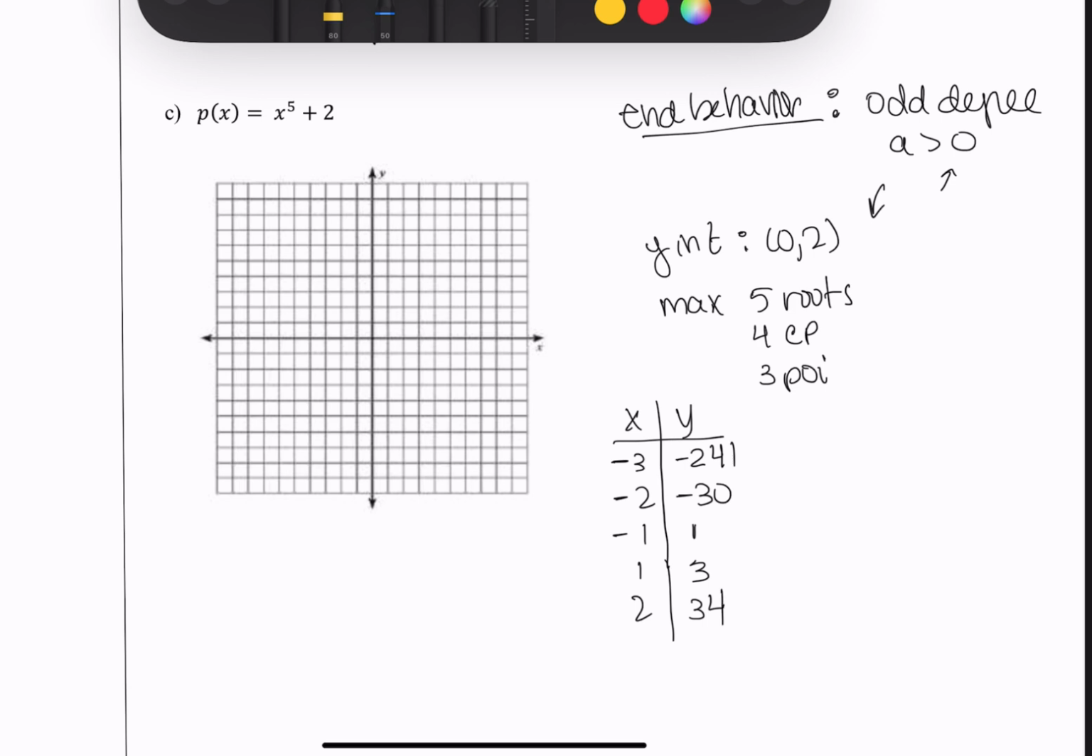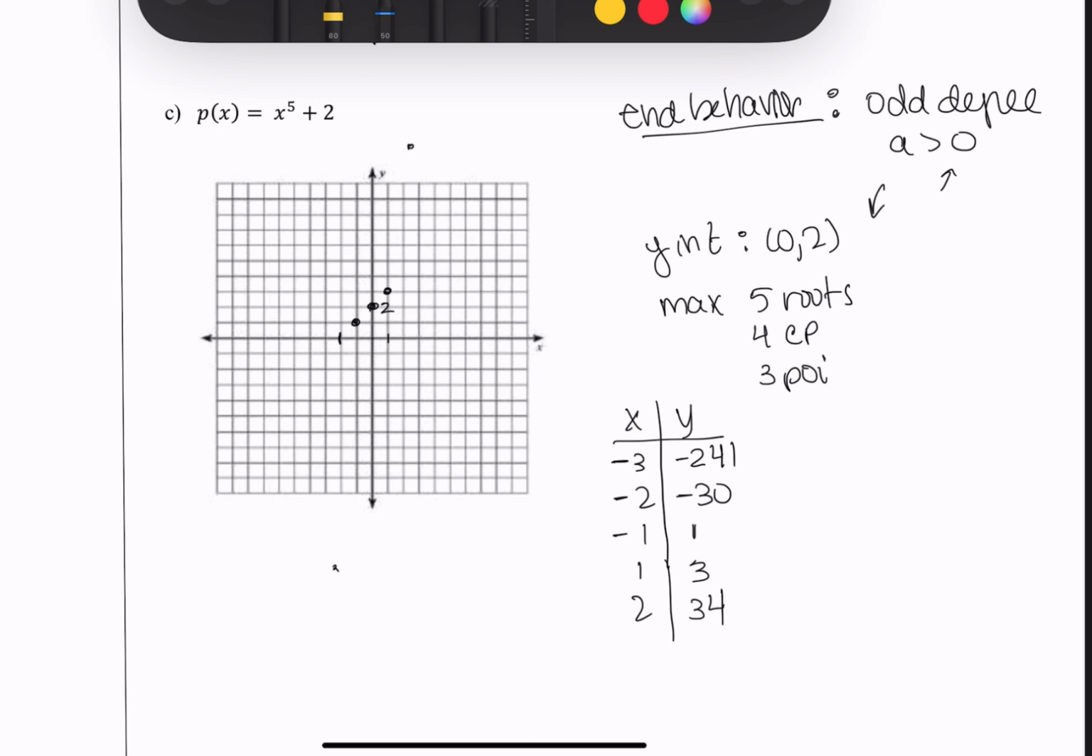So on the left-hand side, let's see. -3, I'm not even going to worry about. -2 is way the heck down here. Okay, it's off the chart. At -1, I'm at +1 here. I know that my y-intercept is at 0, 2. Let's see, I've also got 1, 3. And 2, 34, way off the charts.